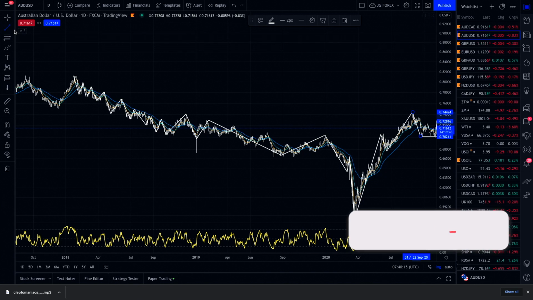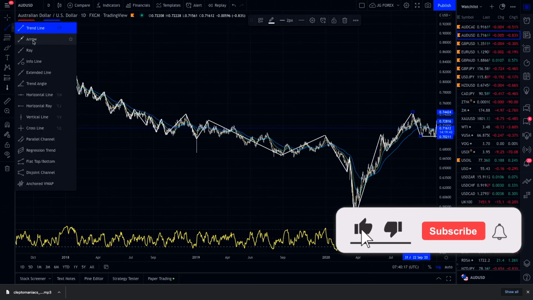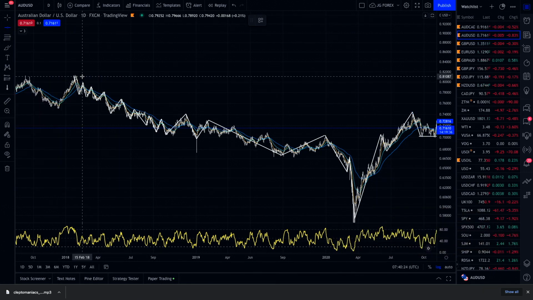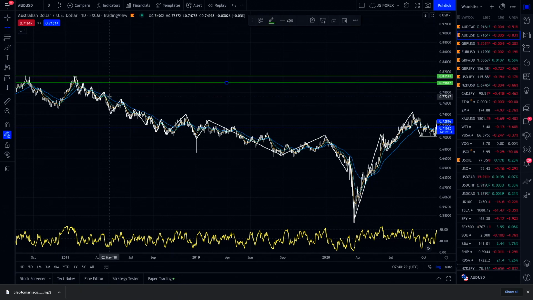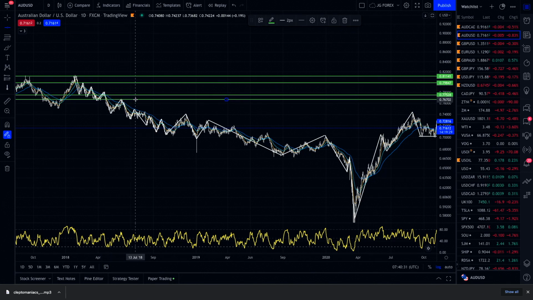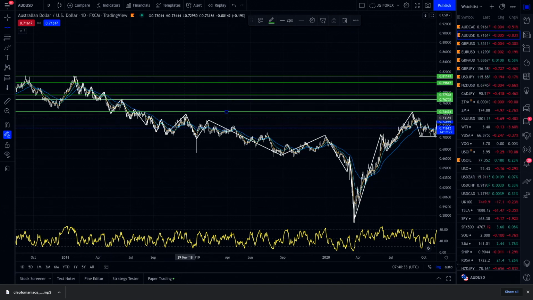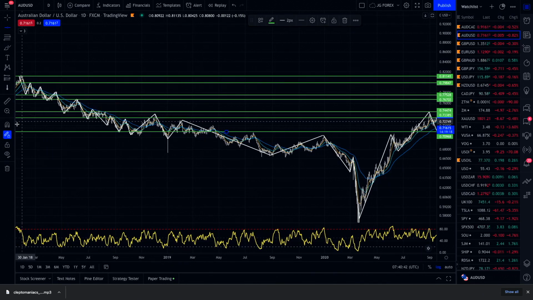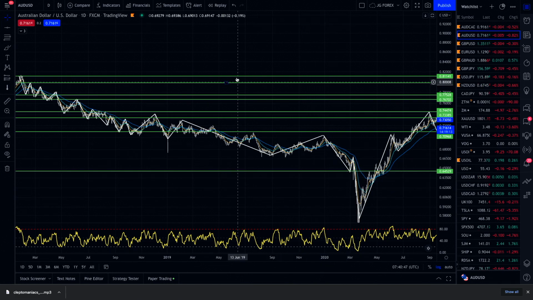Another thing you can do to really practice looking at structure is, once you've done that, bring on your horizontal line tool and just start firing off levels of horizontal structure. So here, here, here, right? What you're going to see is, more often than not, we see support become resistance. Let's put another one here and another one here.